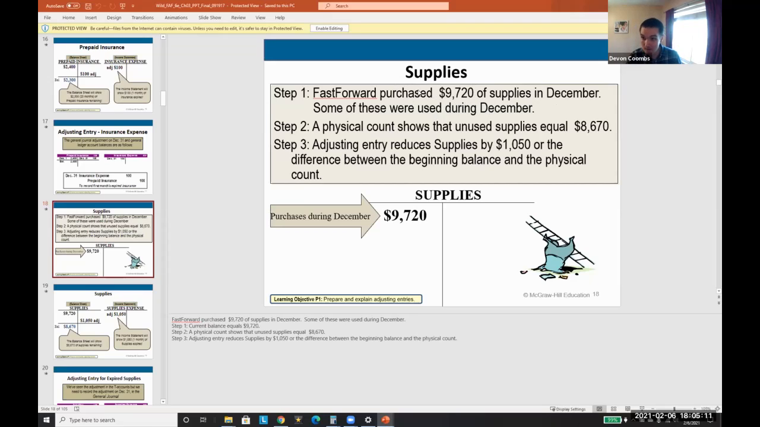If we paid on account, it would be accounts payable. It would be a liability. Cash is an asset. Assets are reduced by a credit balance. So the net impact on the assets is nothing. And that's our first journal entry: debit supplies 9,720, credit cash 9,720. And then at the end of the month, we do a count.